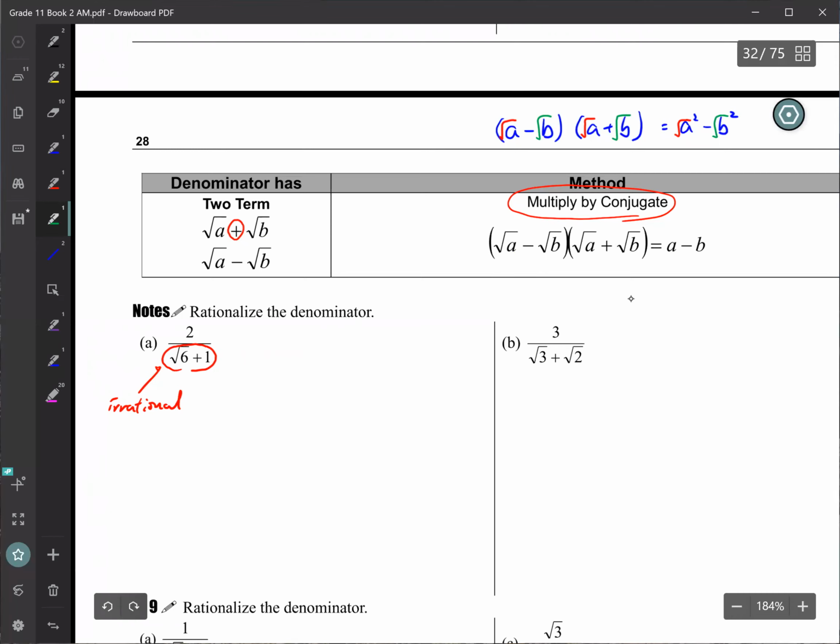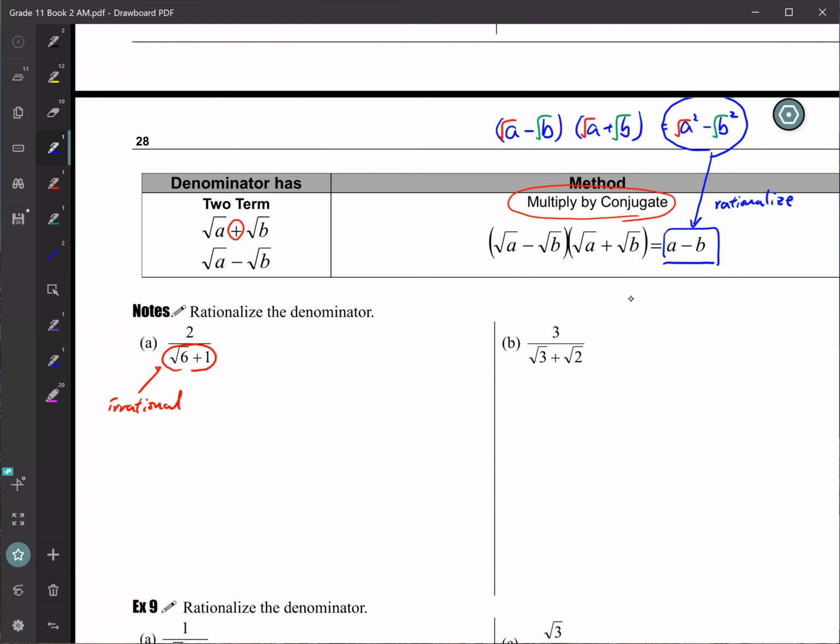Then you can see the right side, because the square and square root cancel each other out. So it gives you this answer, right? So no more square root. So rationalized. The pairs that are opposite sign are called a conjugate.